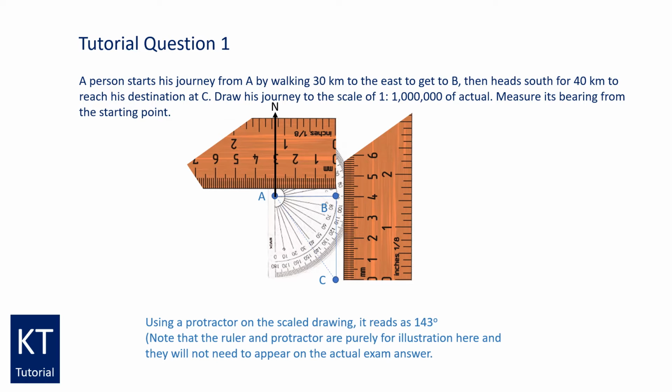In accordance to the given scale, this would be 30 millimeters to its east and 40 millimeters down south. AC can be measured using a protractor, and it should read at 143 degrees.